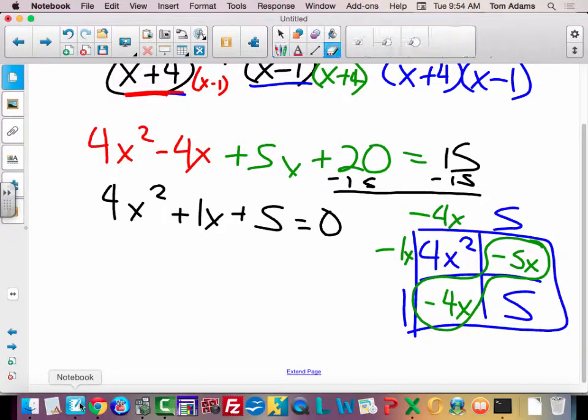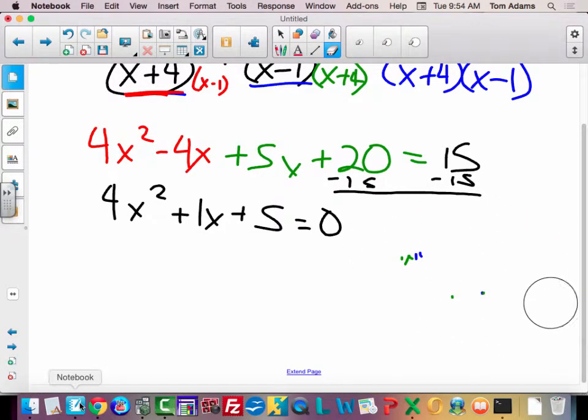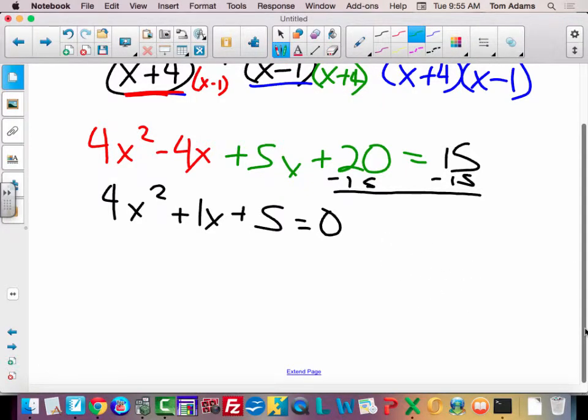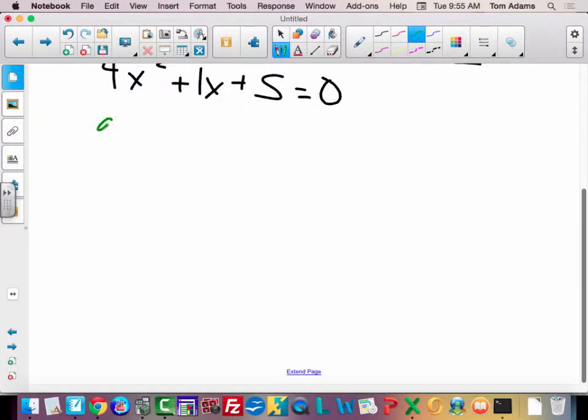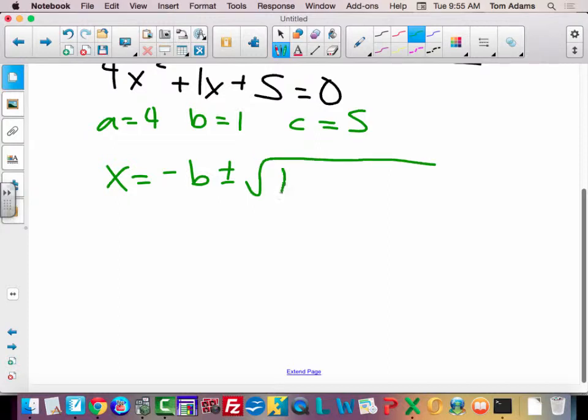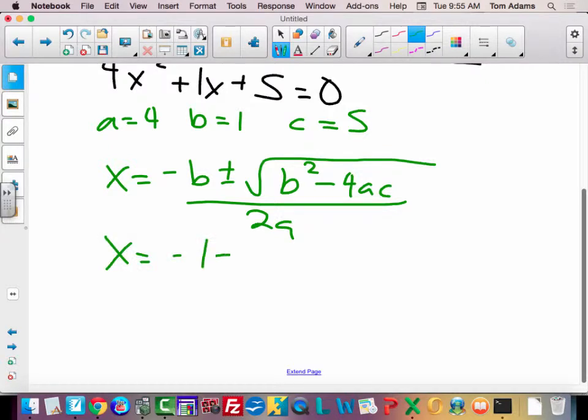So let's just use the quadratic formula. By the way, if it was factorable, the quadratic formula works just as well as anything else. So we'll just do that. A is equal to 4, B is equal to 1, and C is equal to 5. Remember that x is equal to negative b plus or minus the square root of b squared minus 4ac all over 2a. So I say x is equal to negative 1 plus or minus the square root of 1 squared minus 4 times 4. Oh, I see the problem.